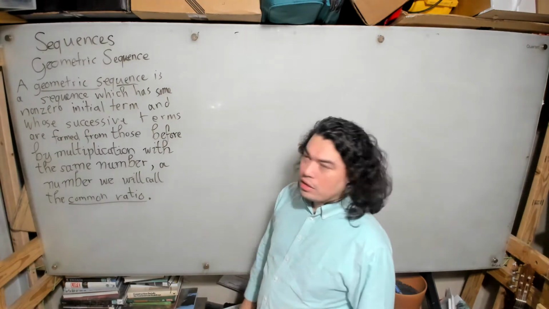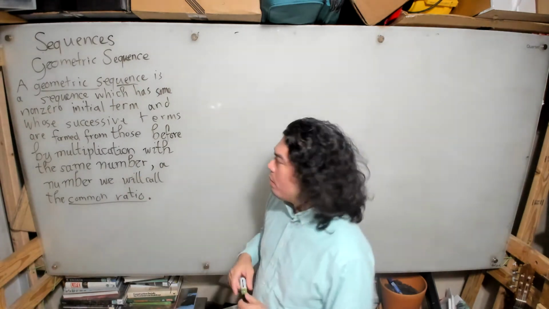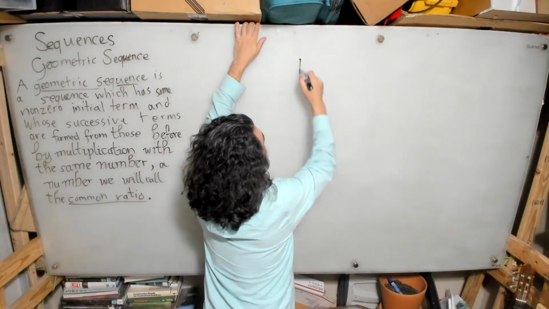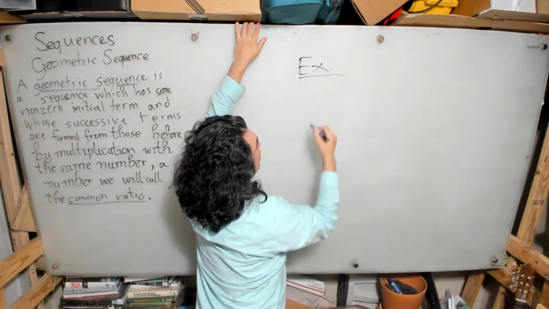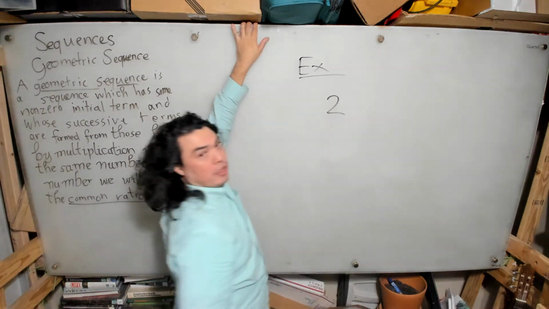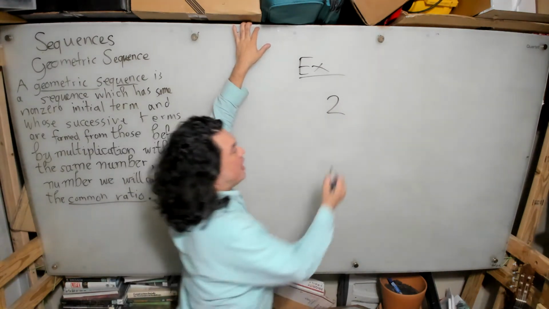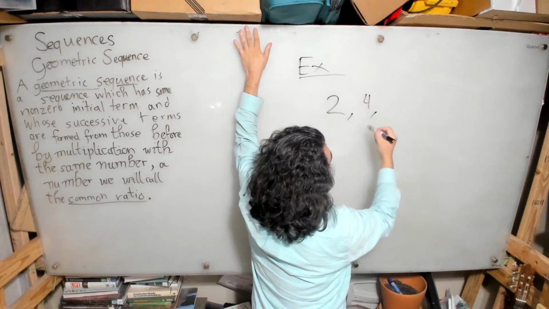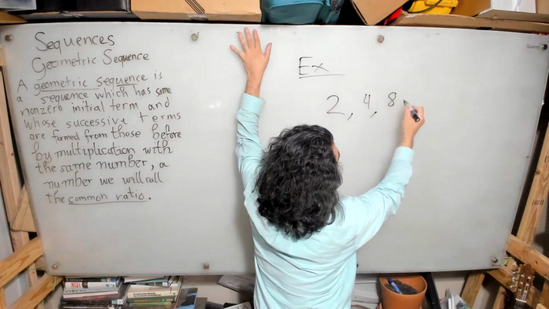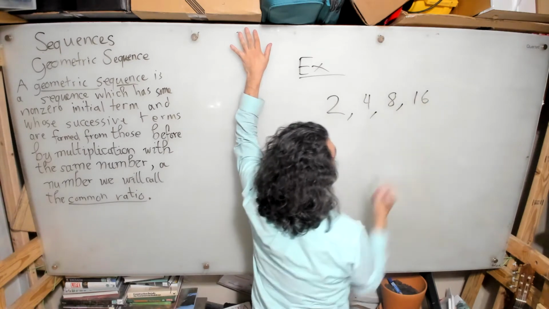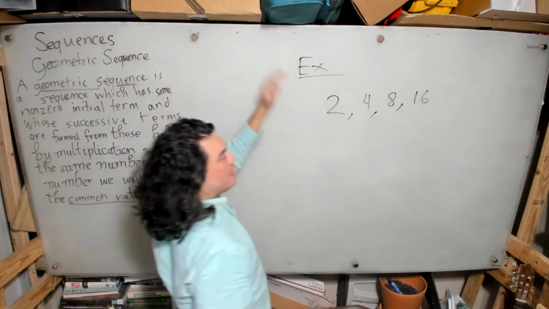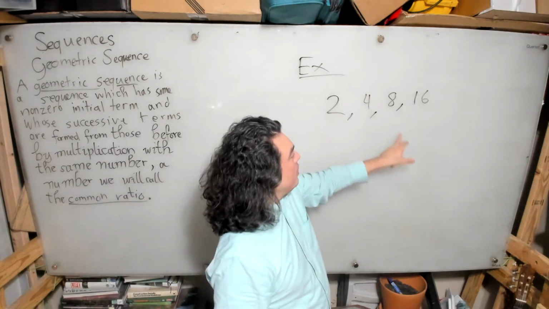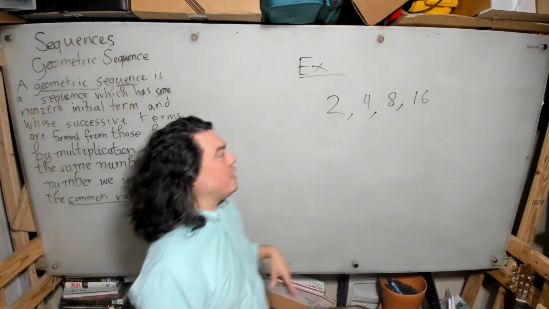Okay. Not the same number that we started with, but some number. So for example, let's say I have 2 being the first number in my sequence. And let's say that I multiply it by 2. I get 4. And let's say I multiply that by 2. I get 8. I multiply again by 2. 16. So you can see that this would actually be a geometric sequence, because each time I'm multiplying by the same number. It just so happens that in this case it's 2.